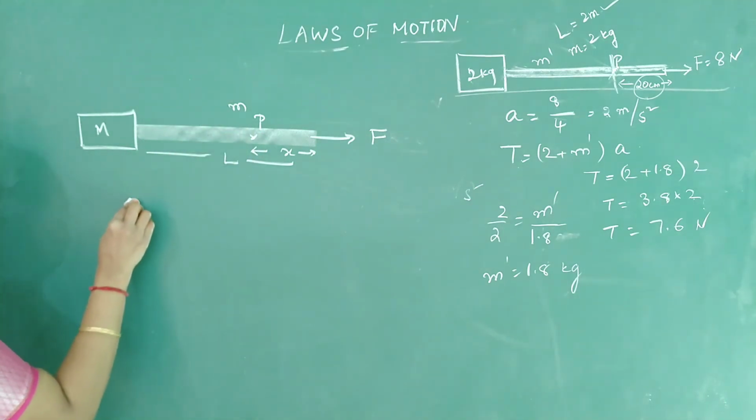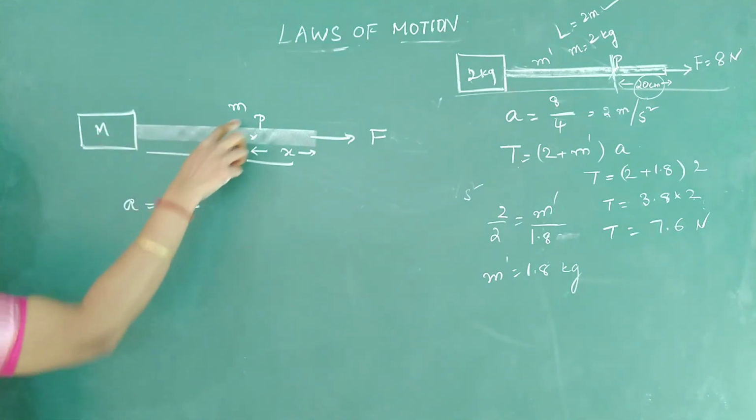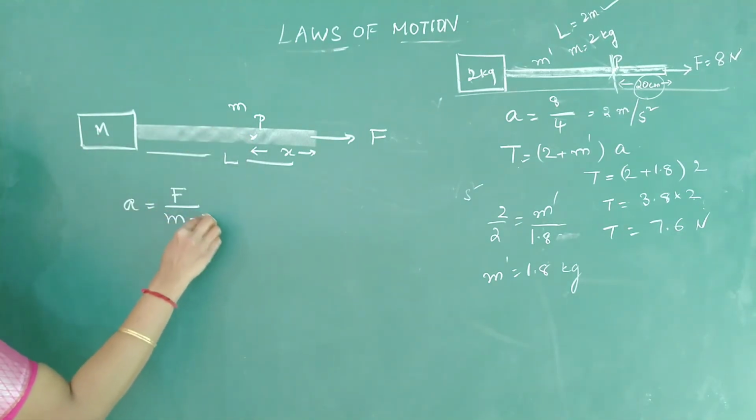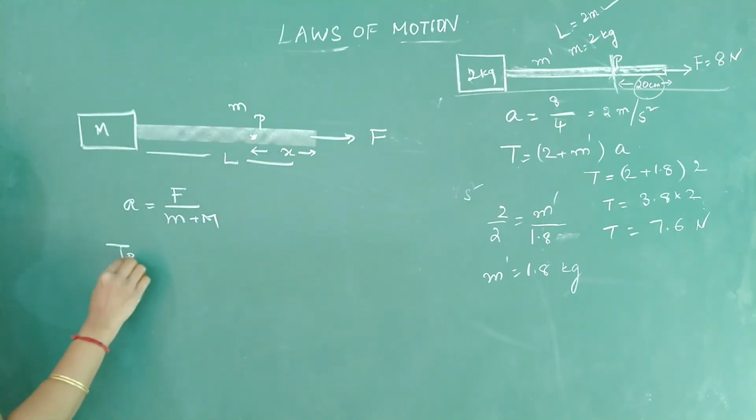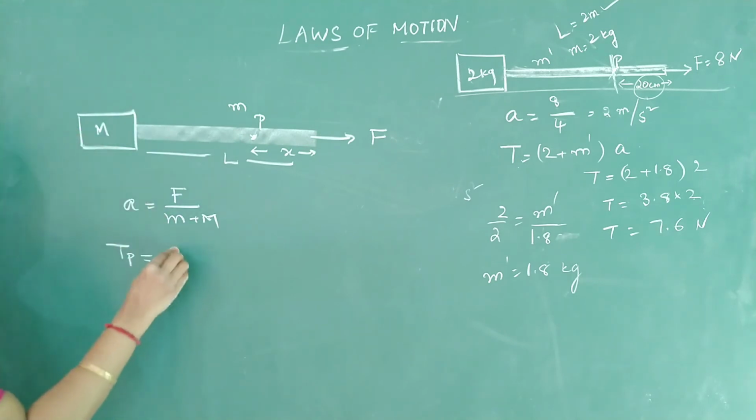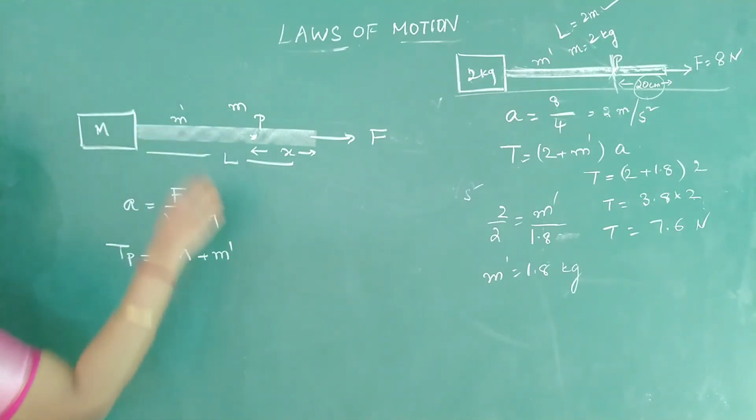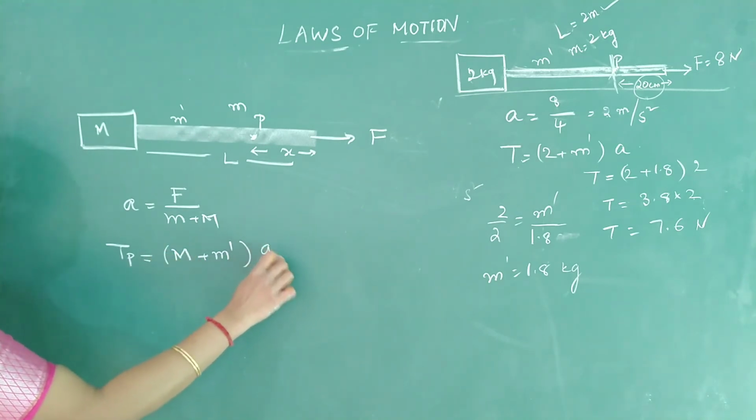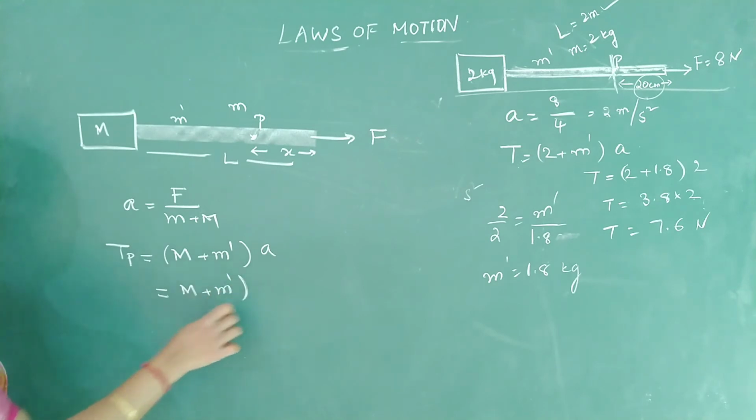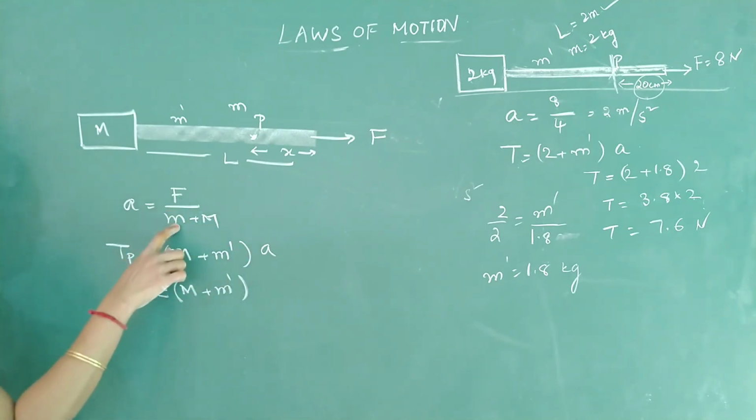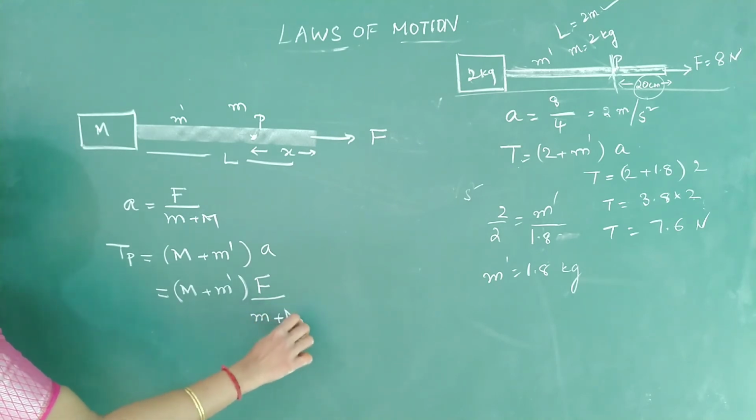So first, how to get the acceleration? Total net force by sum of the masses. I want tension here. Tension at P is the remaining mass. Okay, I am taking this mass as m dash into A. Capital M plus m dash into, what is your acceleration? F by capital M plus small m.